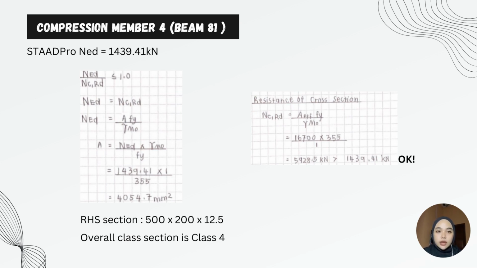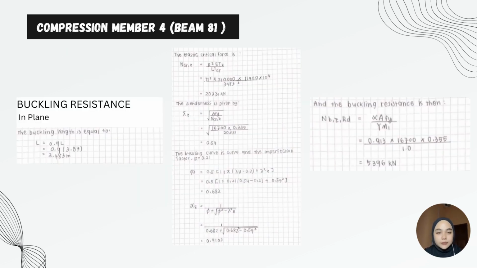We use RHS section 500 by 212.5, and the area of the section is 16,700 millimeter square. Then we do sectional classification, which gives an overall section class of class 4. Then we find the resistance of cross section, NCRD, and the value is 5,928.5 kilonewton.